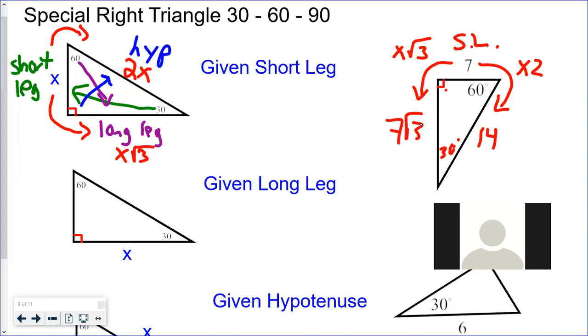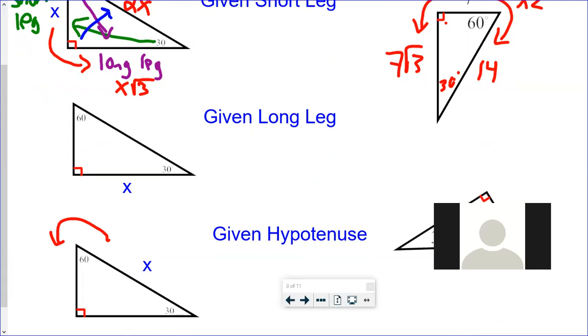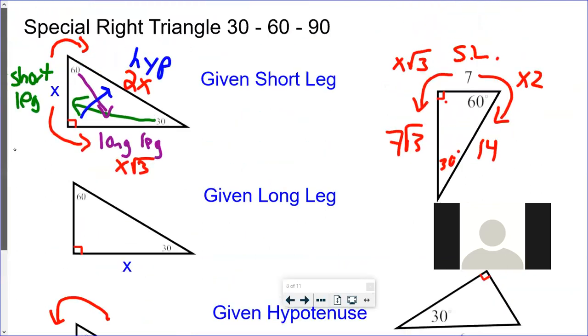Pretty easy. Now, let me actually just jump down to this last scenario here. I'm going to skip the middle one. Come down here to the last one. What if I'm given the hypotenuse? How do we find the other ones? Well, here's what we're going to do. We're going to do the opposite of what we did when we were given the short leg. If you look up here, to get from the short leg to the hypotenuse, you times by 2, right? I'm going to put a little note here. Times by 2. And to get from the long leg to the hypotenuse, you times by the square root of 3.